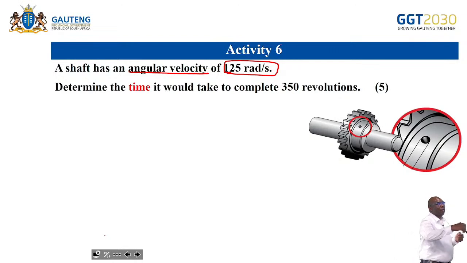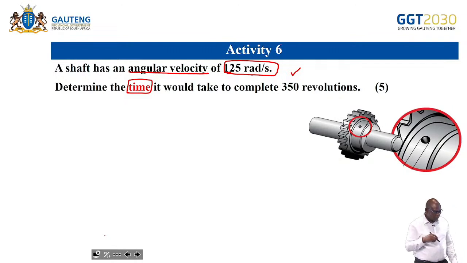So, that shaft has an angular velocity of that many radians per second. Now determine the time. In this case they want the time that it will take to complete 350 revolutions. It means we need the time that it will take for this shaft to complete 350 revolutions. So we need the number of revolutions there.